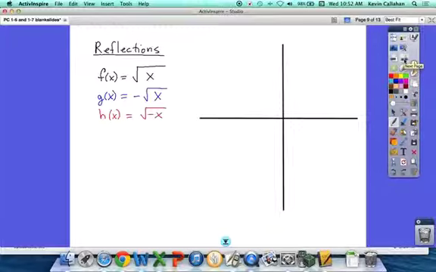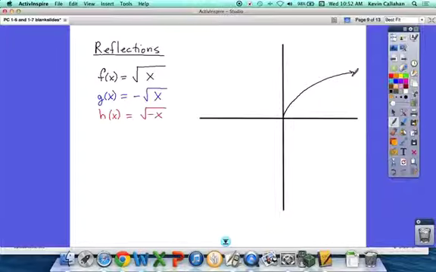Reflections. So I'm using the square root function to show this one. And the square root function, I'm just going to draw kind of an idealized version of it here. So if it's not exactly the thing, we know it starts at 0, 0, and it kind of goes off like that.